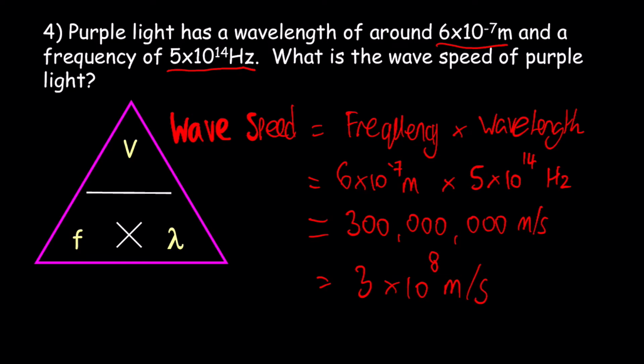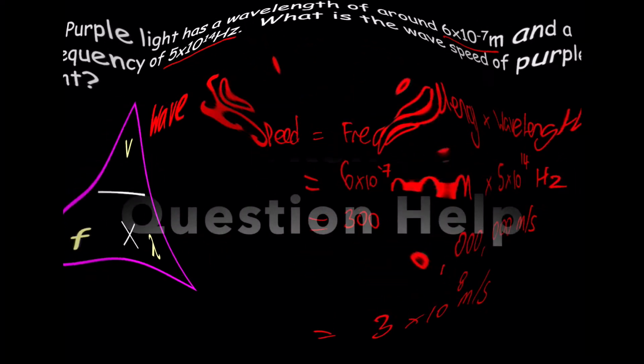So when we times these two numbers together on our calculator, we get an answer back in standard form, and our answer here is 300 million meters per second, or 3 times 10 to the 8 meters per second, depending on whether you use standard form or ordinary form.